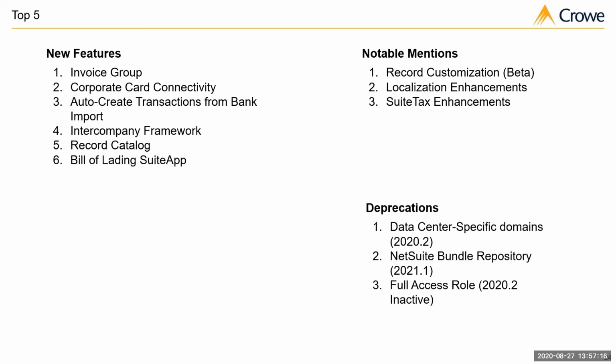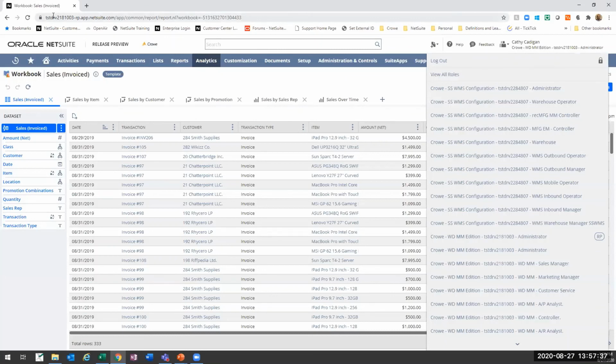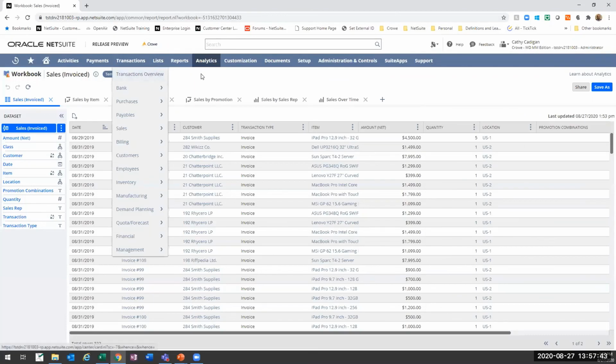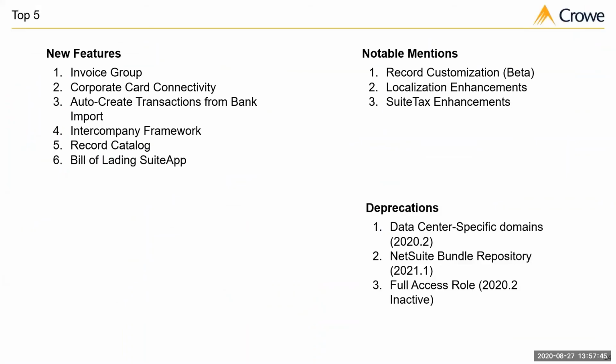And finally, deprecations, to mention things that are going to go away. I mentioned the full access role already. It's inactive already, and it's going to be removed from the account in the new release. The data center specific domains, that's been announced for a while. NetSuite has been moving to your account specific domain, where you use your account number and not a data center specific one. That's part of their strategy to have the information wherever they want and not in a specific data center, as they move more and more into the Oracle cloud.